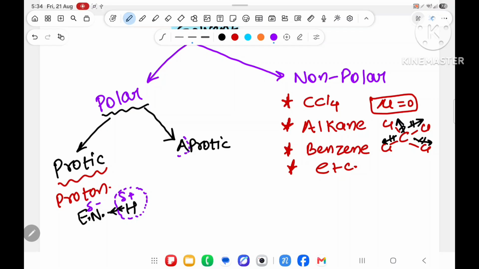Aprotic, A means absence. It means there is a substance in which an electronegative atom is there, and with that electronegative atom, no hydrogen is present. So if the electronegative atom contains hydrogen, that is polar protic. If the electronegative atom does not contain hydrogen, polar aprotic. Non-polar, where there is no polar compound, no polarity. Delta plus, delta minus is not created, that is known as a non-polar compound.